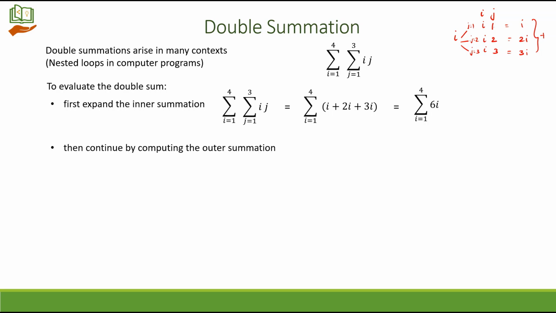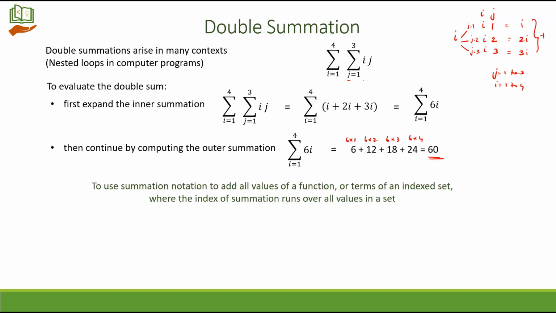Now you have to continue by computing the outer summation. So this will be 6 into 1 plus 6 into 2 plus 6 into 3 plus 6 into 4. Remember, this inner loop is running for 3 values from j equal to 1 to 3. The outer loop is running for i values from 1 to 4. So what is 6 plus 12? It is 18. 18 plus 18 is 36. 36 plus 24 will be 60 on the whole.